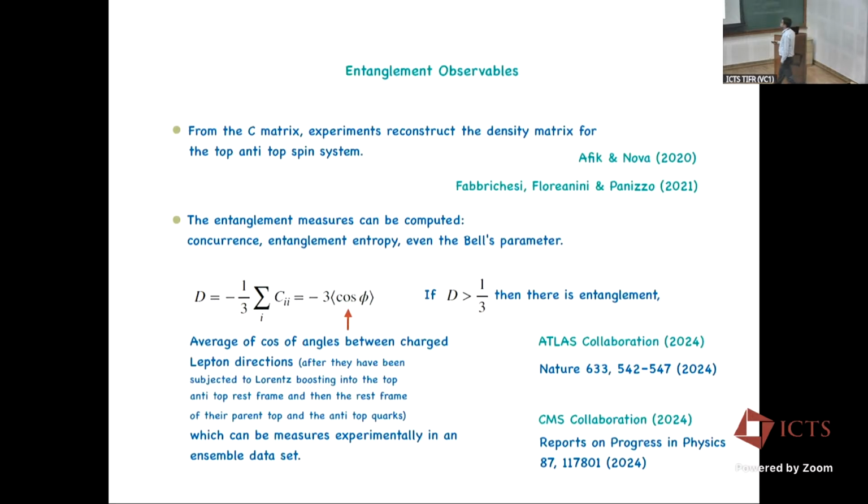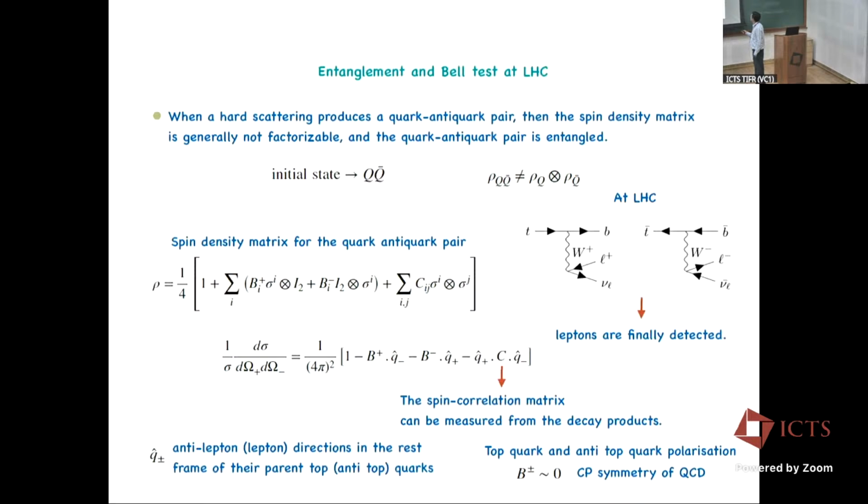Phi is the angle between the charged lepton directions. So T decays to L plus eventually, and T bar decays to L minus. So the angle between these two. You don't detect the neutrinos. No, no, no. So this is just the lepton, anti-lepton.